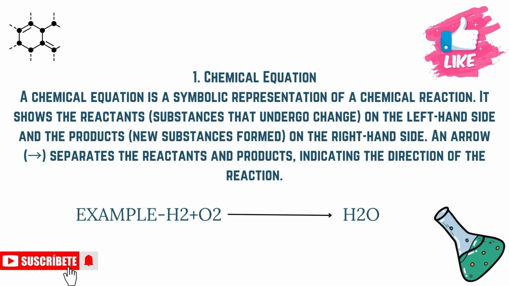Chemical equation. A chemical equation is a symbolic representation of a chemical reaction. It shows the reactants, substances that undergo change, on the left-hand side, and the products, new substances formed, on the right-hand side. An arrow separates the reactants and products, indicating the direction of the reaction. Example: H2 + O2 → H2O. This equation represents the reaction between hydrogen, H2, and oxygen, O2, to form water, H2O.